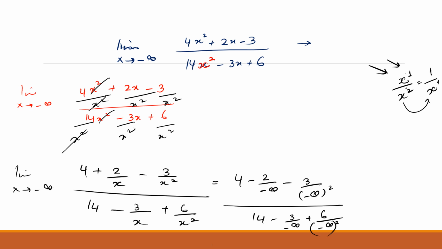Whether it is a number over positive infinity or a number over negative infinity, the answer is 0. So we will have 4 over 14. That means 2 over 7 is our final answer.